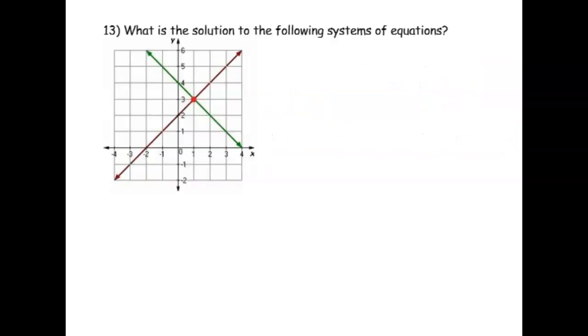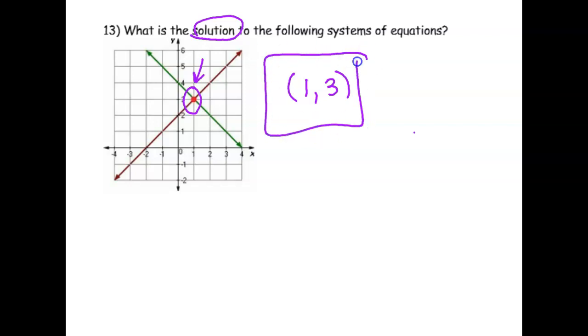Okay, so looking at the graph for 13, it says, what is the solution to the following system of equations? Now, some students get really complicated. They figure out the equations of both lines. They plug it in. You don't need to. All you have to do is look at this. All right, it's wondering what the solution is. The solution is right there. It's the intersecting point. So the solution is an ordered pair, and the ordered pair is 1, 3. That's it. That's all you had to do for that one.